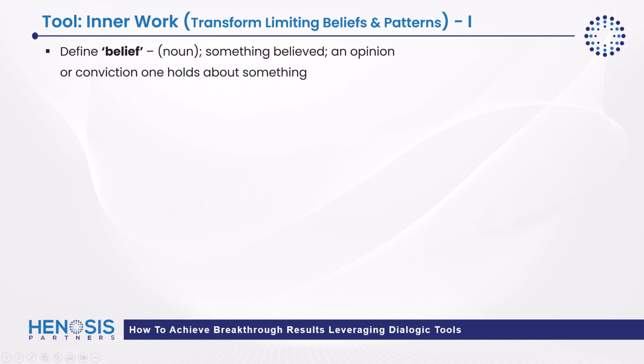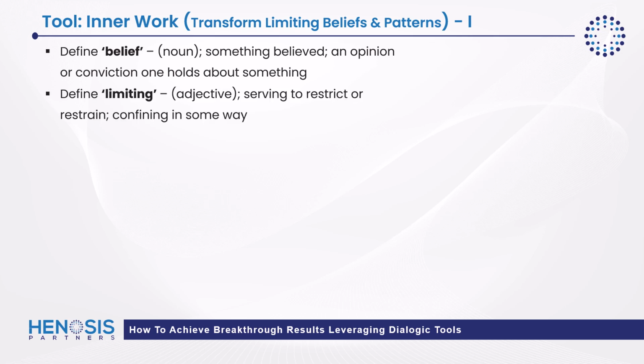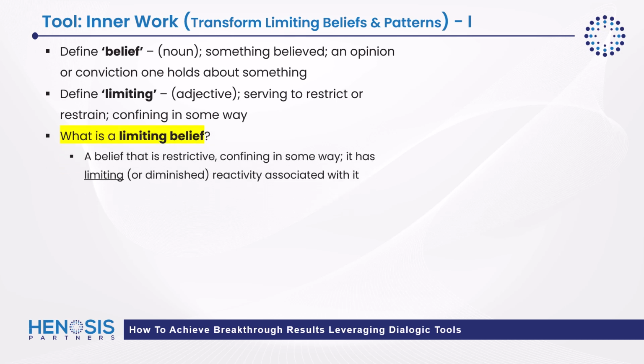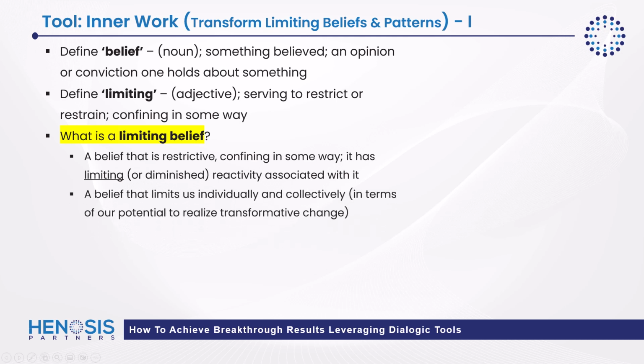We define belief as something that's believed. It's an opinion or conviction that one holds about something. And we define limiting as serving to restrict or restrain. Limiting confers or connotes something being confining in some way. And so together then, how do we define limiting belief? Well, a limiting belief is a belief that is restrictive, confining in some way. That is, it has limiting or diminished reactivity associated with it. It's a belief that limits us individually and collectively in terms of our potential to realize transformative change.